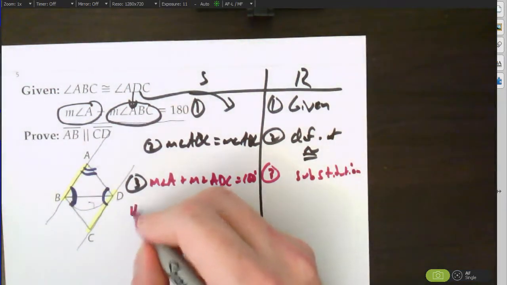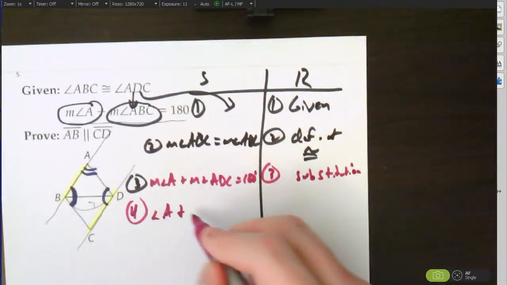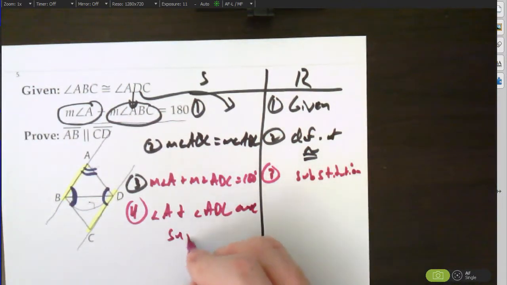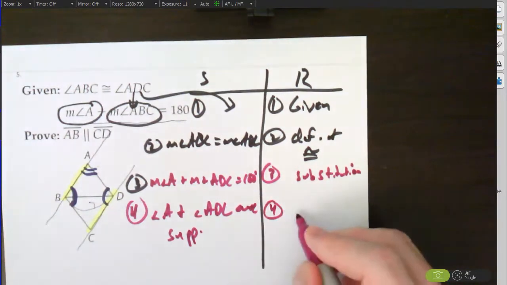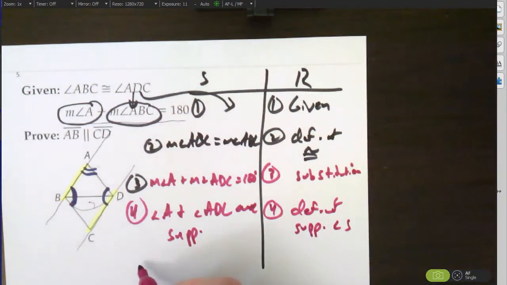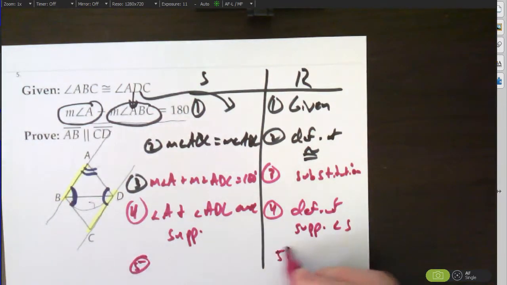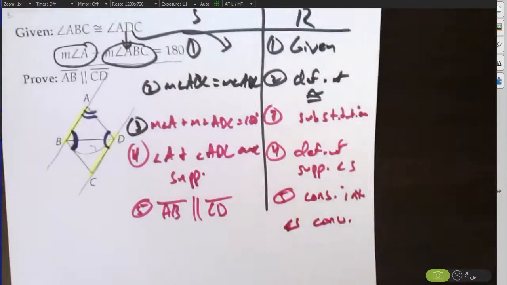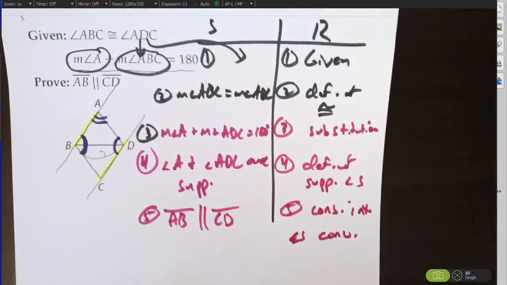And then 4 now, that means that angle A and angle ADC are supplementary by definition of supplementary angles. And that then means that AB is parallel to CD by consecutive interior angles converse. Oh, I ran out of space, sorry. Consecutive interior angles converse. So again, this was a tricky one.